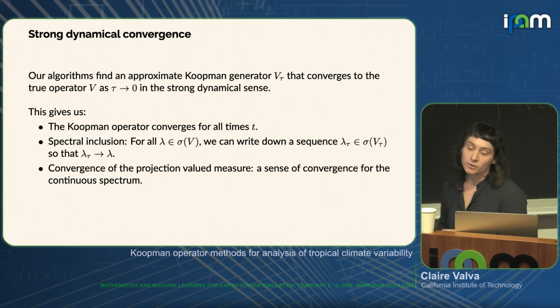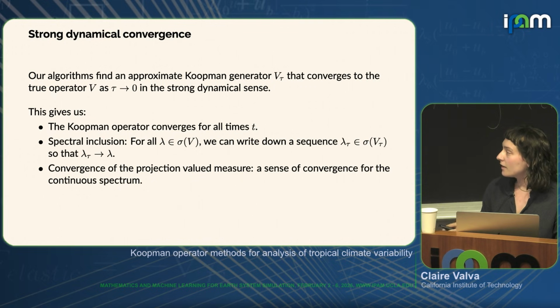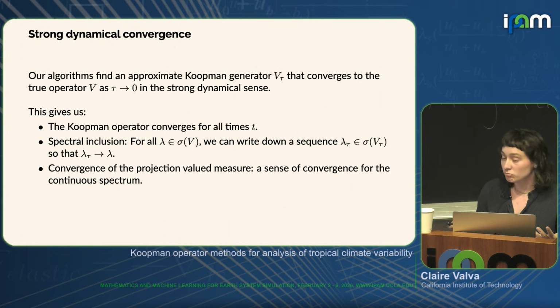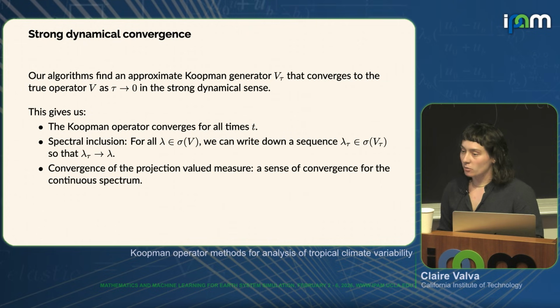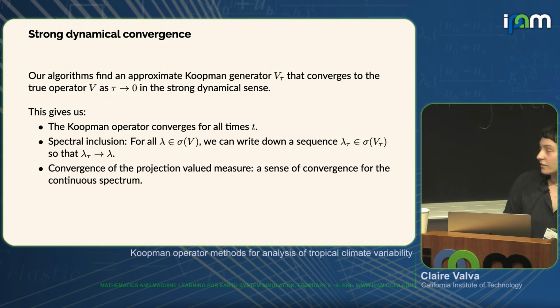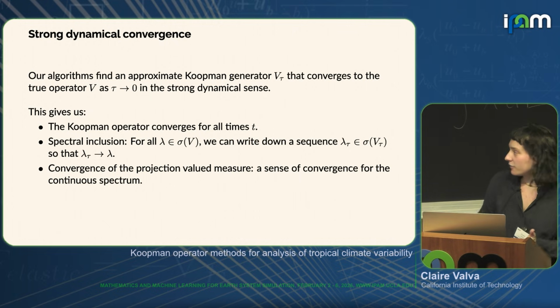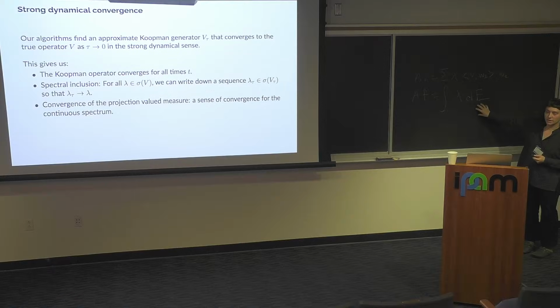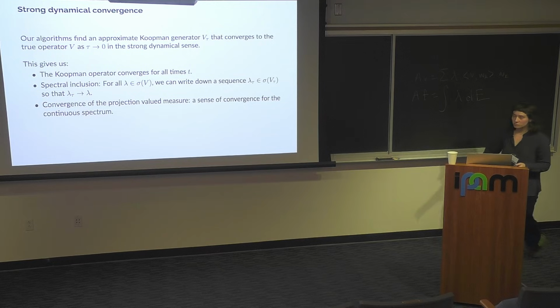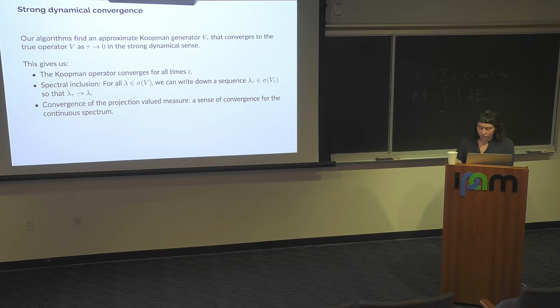I will summarize, if a bit qualitatively, what properties this gives us. So it's going to give us that the Koopman operator converges for all times t. So where t is 10, t is 100, all of these will work. We're going to have spectral inclusion. So to say, we're going to be able to achieve all of our eigenvalues. For every lambda in the spectrum of our original operator, we can write down a sequence of lambdas from our approximate operator that converge. And finally, we're going to get convergence of the projection valued measure. You can think of this as a sense of convergence for the continuous spectra. It really means that this measure right here converges nicely on suitable sets where that is possible. So these have some nice convergence results.